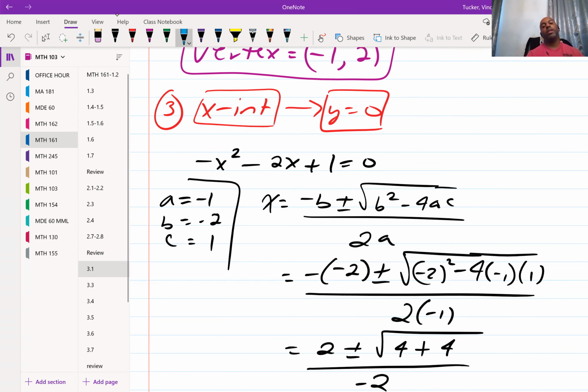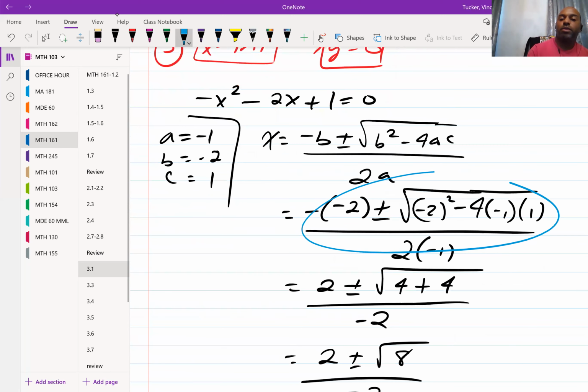Plug in your values accordingly. A is -1, B is -2, C is +1. So here we have -2 plus or minus the square root of -2 squared minus 4 times -1 times 1, over 2 times -1. So -2 becomes +2. On the inside of the radical, we have -2 squared, which is 4. Then -4 times -1 times 1 is +4. So that's why we have 4 plus 4 here. That's 8.